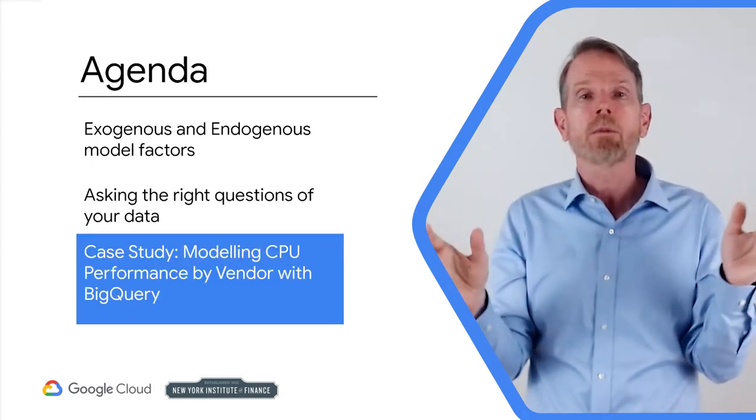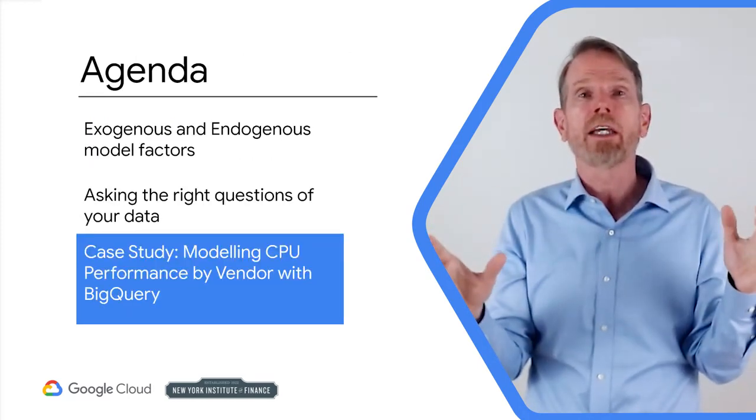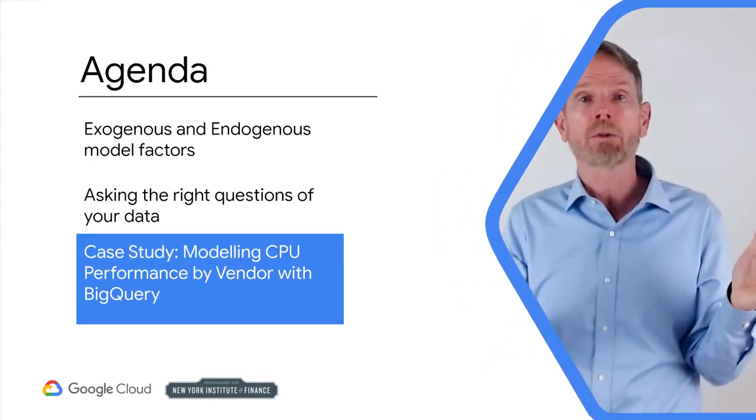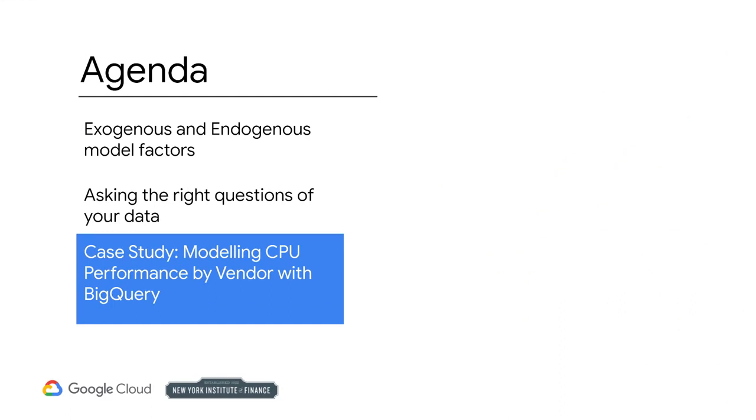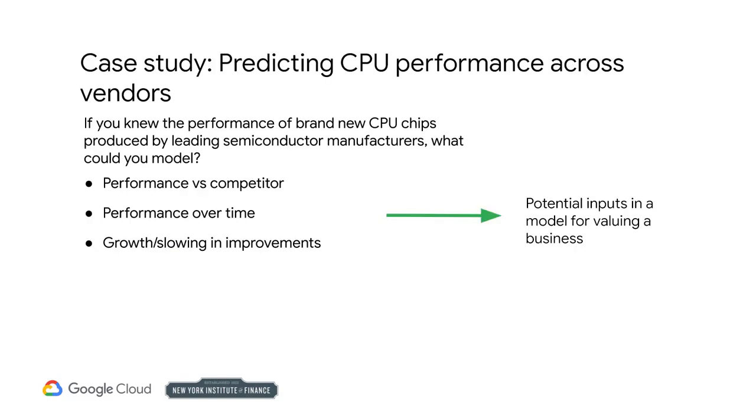Now we'll look at how you can model exogenous performance data on competing chip manufacturers. Based on the results of your analysis, you will be able to decide which manufacturers are likely to see increases in their sales and share price due to their competitive advantage. Let's say you're an analyst at a technology fund. Specifically, your expertise is semiconductor manufacturers like Intel and AMD.